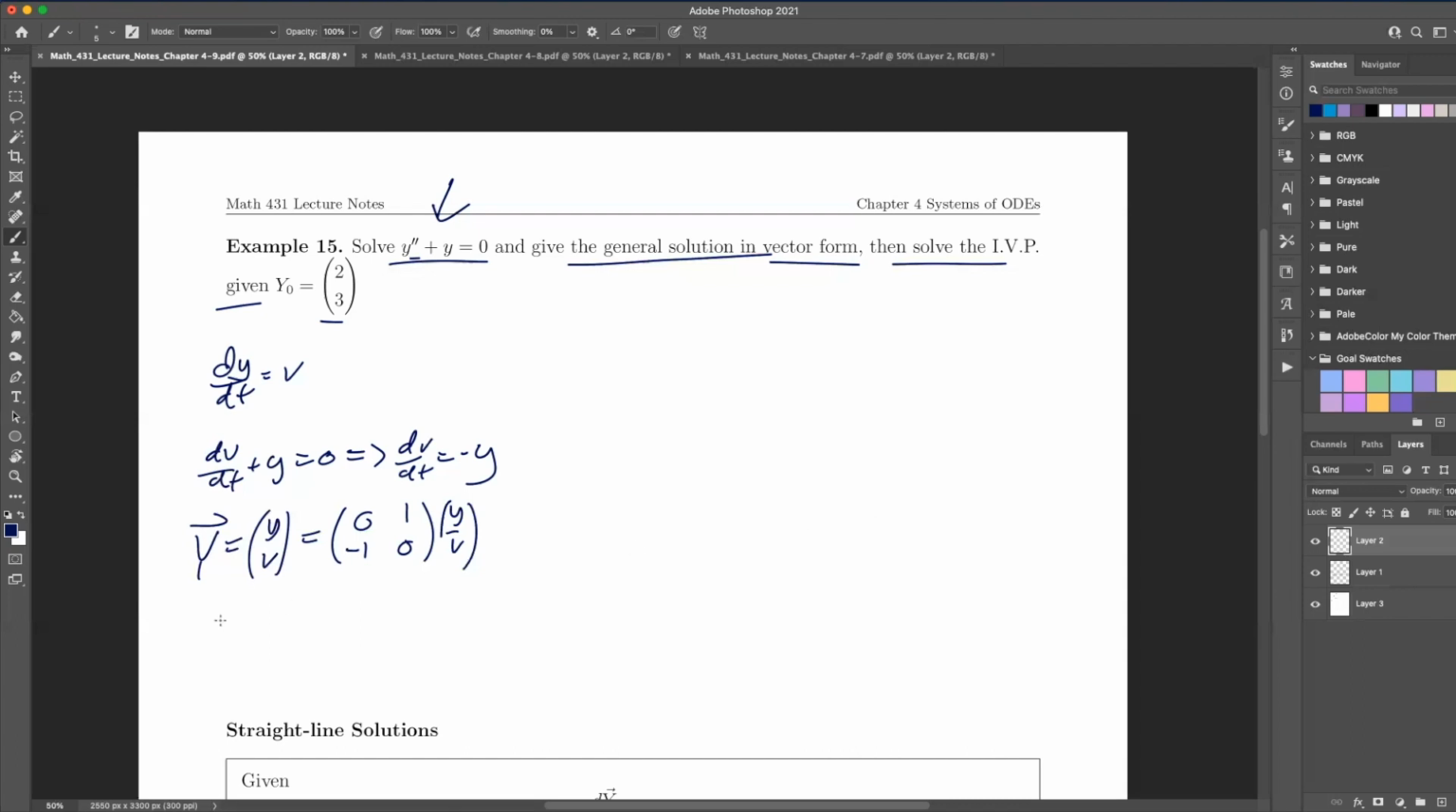Okay, and so, oops, this is d/dt. That's d. So hard derivative here. So now we have written this into the form we wanted. Equals 0, 1, negative 1, 0, y, and b. All right.